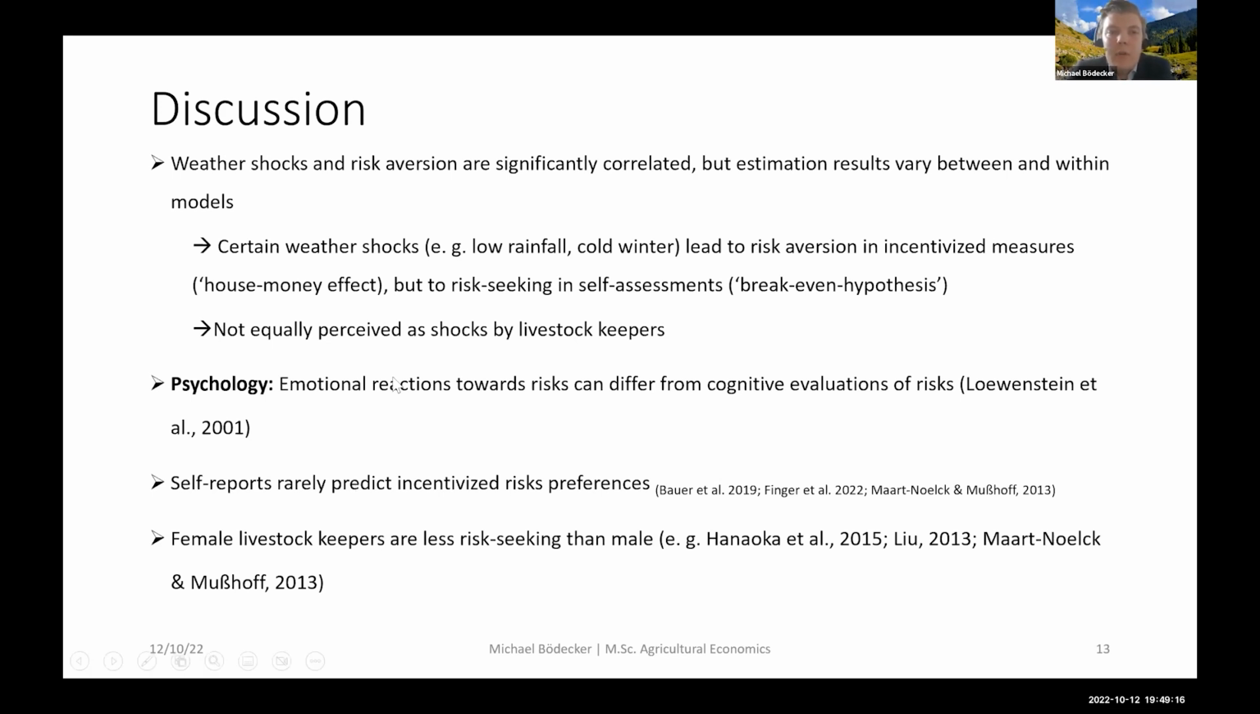And as other studies have already found out, self-reports really predict incentivized risk preferences. So this is also one finding. And what I already said is that female livestock keepers are less risk-seeking than male in all of my models, which I calculated, and this is also in line with most of the other studies which I found.